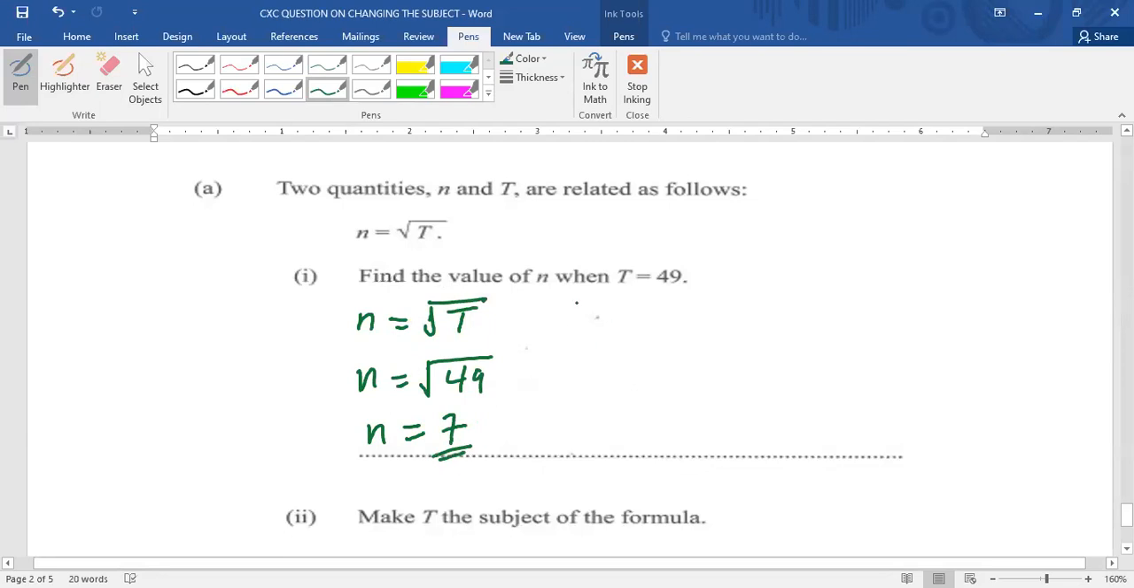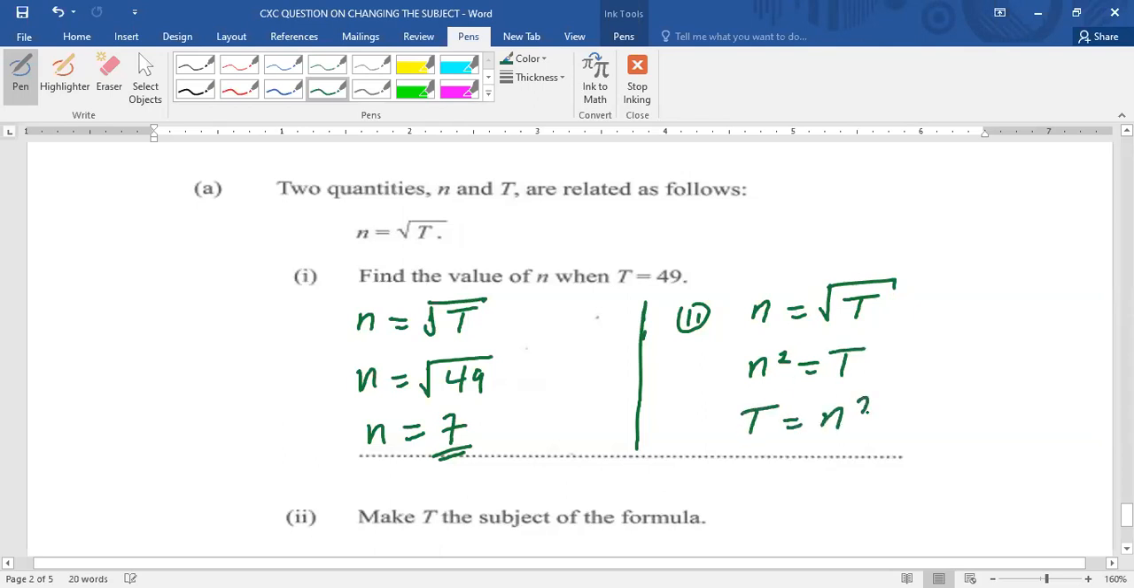Then the next part, make t the subject, right? They say you should make t the subject. So n is equal to the square root of t, and we want to make t the subject. You want to make t stand by itself. So how do I make t stand by itself? n squared equals t. So that is very simple. So t is equal to what? n squared. Easy one too.